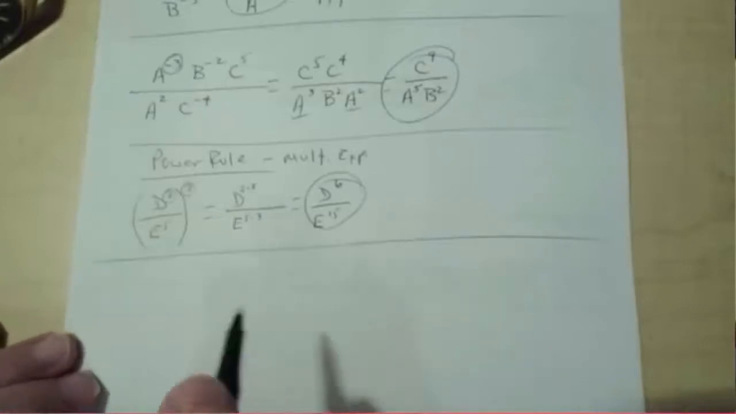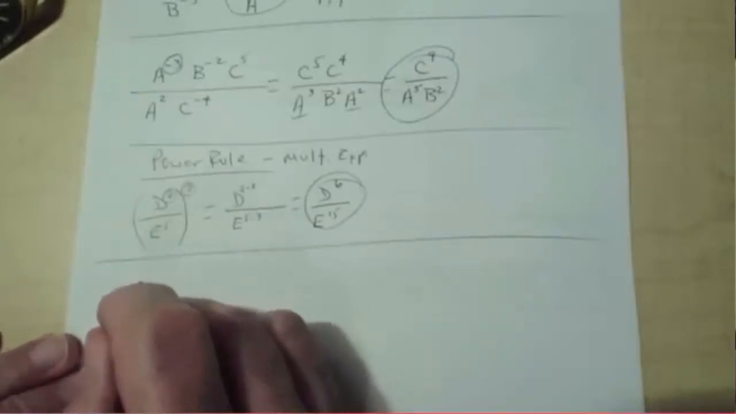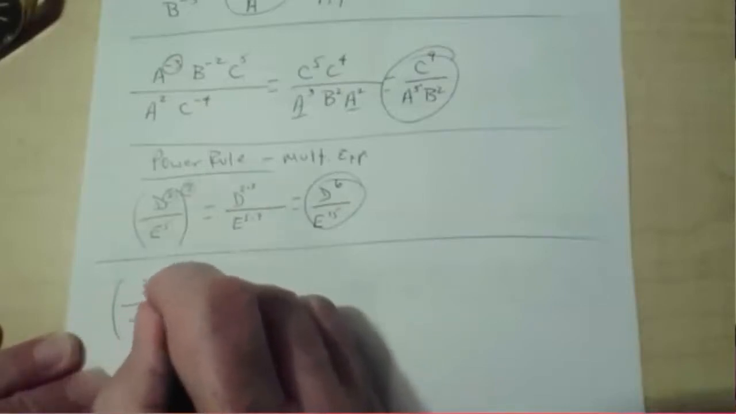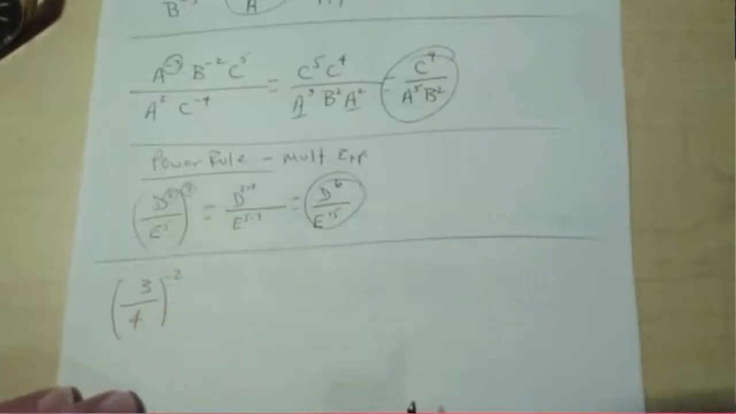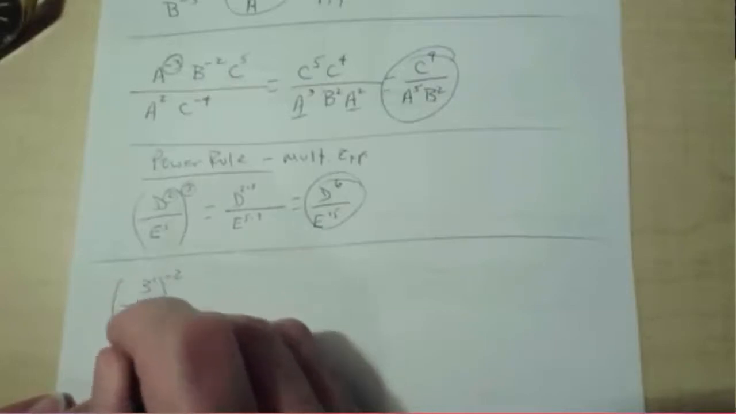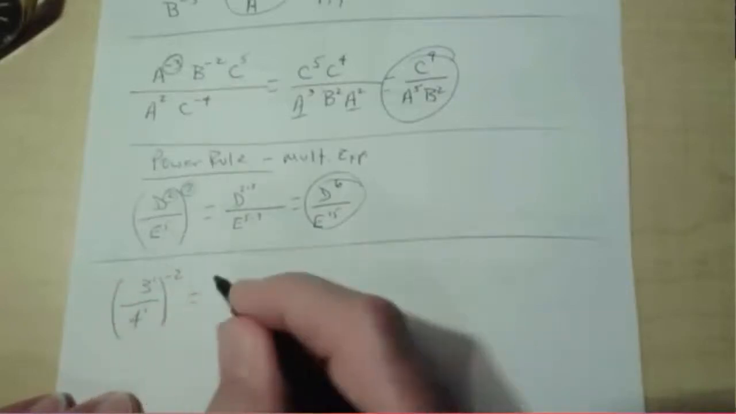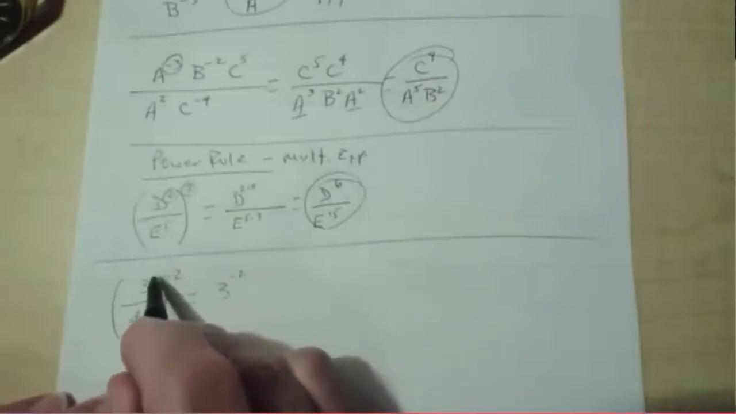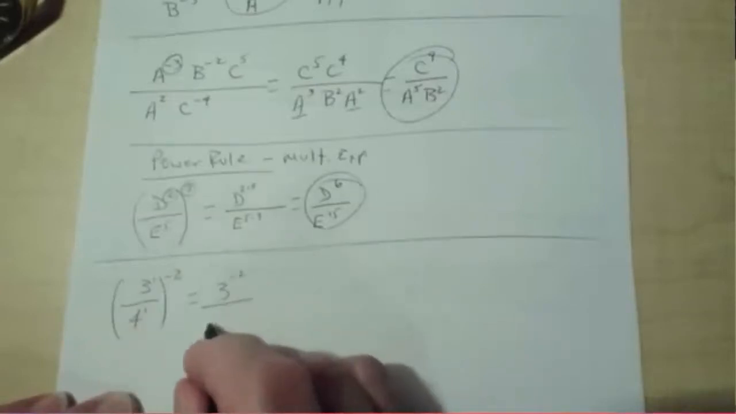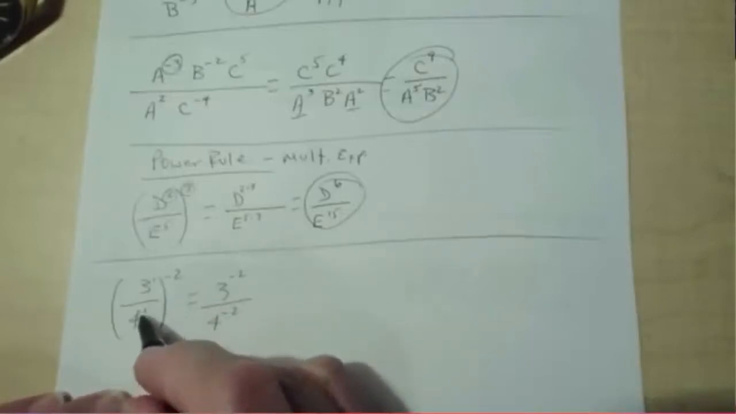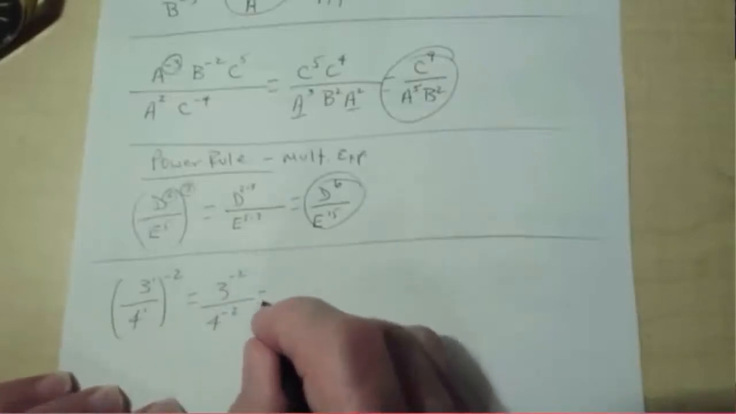Now what if we have this? If we have 3 over 4 raised to the negative 2 power. Now what are the exponents on these two? They're 1. We just don't write it. So this is going to be 3 to the negative 2, multiply the exponents, over 4 to the negative 2. We're going to multiply everything by negative 2.